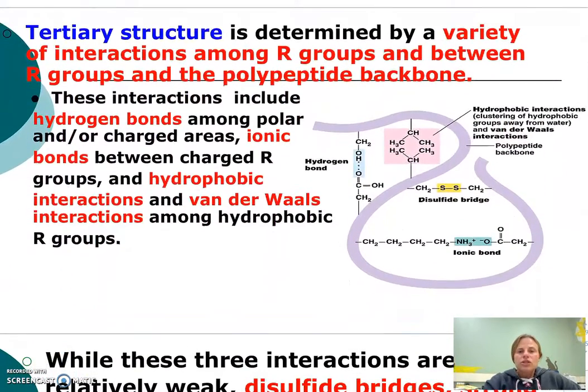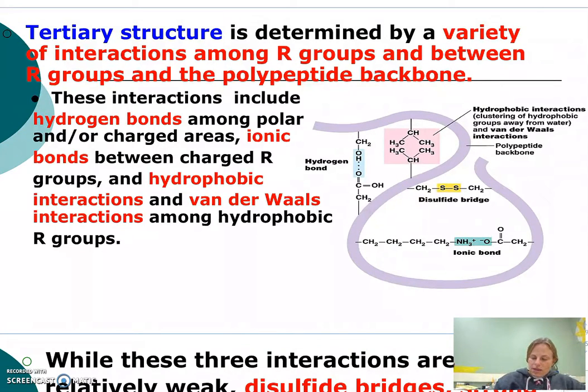The next structure is the tertiary structure, and this is when our R groups start interacting. Remember, our R groups are varied between each one of our amino acids, so there are going to be different types of interactions within each polypeptide. So you might have polar R groups interacting with each other via hydrogen bonds, or charged R groups interacting via ionic bonds. You can have hydrophobic interactions and van der Waals interactions.